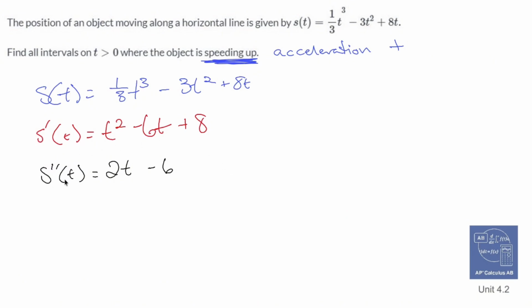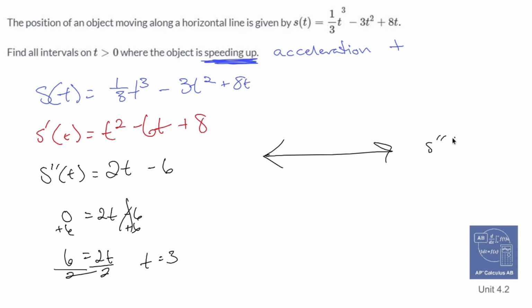Okay, so I care about when this is speeding up. So what I need to do is find my inflection points and make a sign graph. My inflection points are where the second derivative equals 0. So 0 equals 2t minus 6. This is where you're going to have a change from speeding up to slowing down and where you have 0 acceleration. Okay, so I'm going to add 6. 6 equals 2t. Divide by 2, t equals 3.